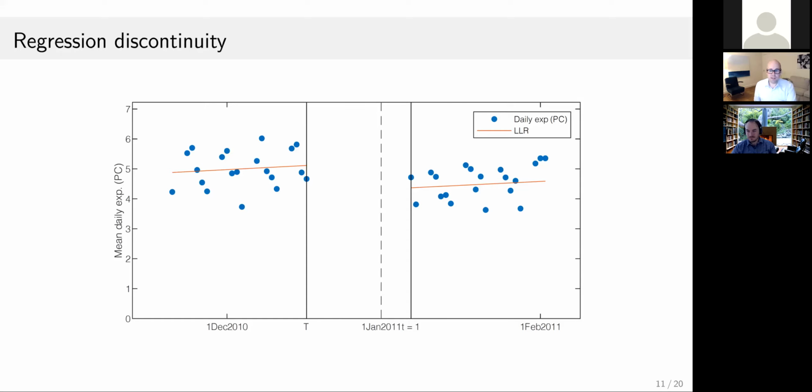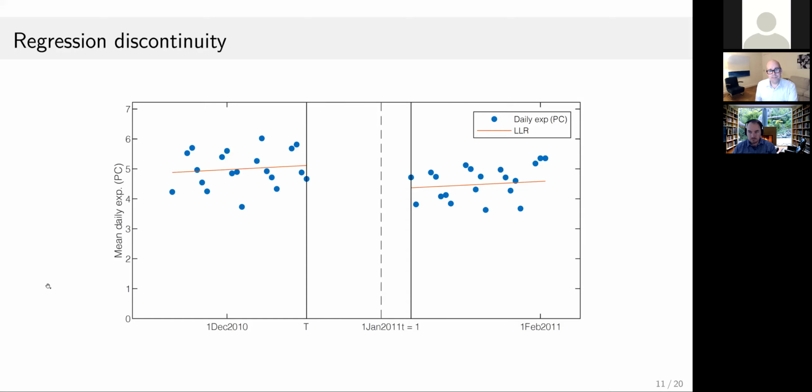So this is how it looks. You have this period in between that we don't use. You have care consumption at the end of the year, care consumption at the beginning of the year. These blue dots are actual data points for the year pair 2010, 2011. Local linear regressions, the optimal bandwidth turns out to be very big. So it's basically linear regressions that we do.